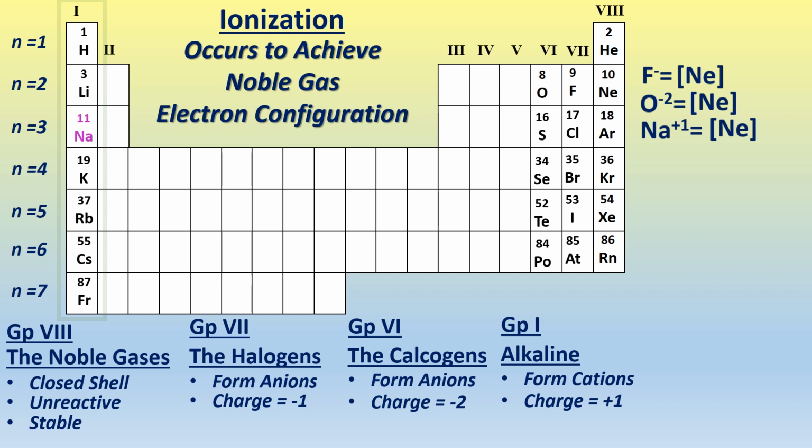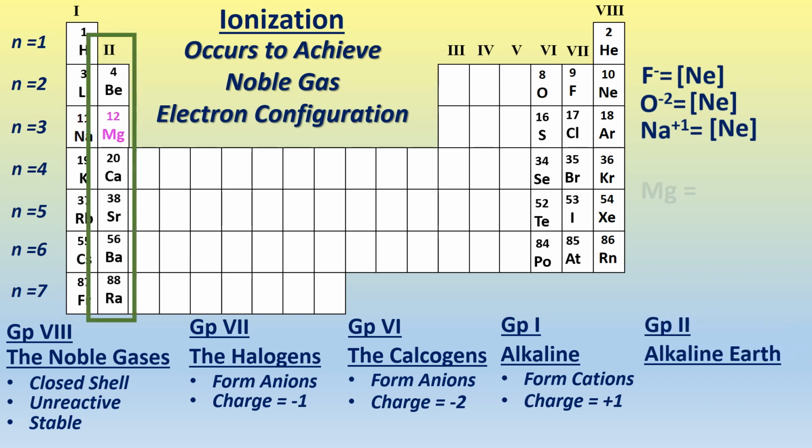Similarly, group 2, the alkaline earths. It is much easier to move back 2 than forward 6 to get to a noble gas. So magnesium, neon 3s2, loses 2 electrons, becomes Mg2+, gets the electron configuration of neon, and sets the trend for all of group 2. All of the alkaline earths will react to form cations with a charge of +2 because that brings them back to the next nearest noble gas.